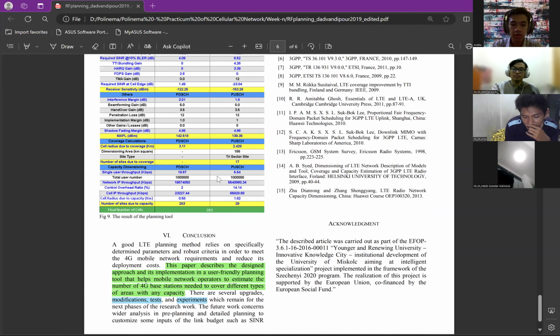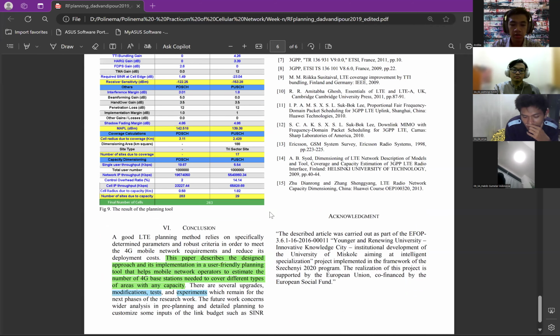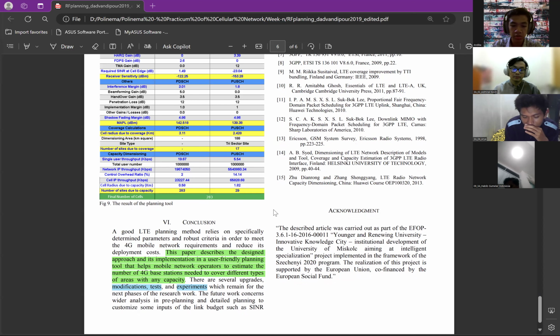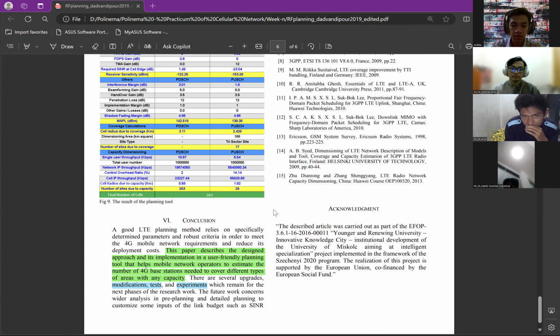Then, from the overall article, we have a conclusion that this paper describes the design approach and its implementation in a user-friendly planning tool that helps mobile network operators to estimate the number of 4G base stations needed to cover different types of areas with any capacity. And there are several upgrades also, such as modifications, tests, and experiments, which remain for the next phase of the research work.